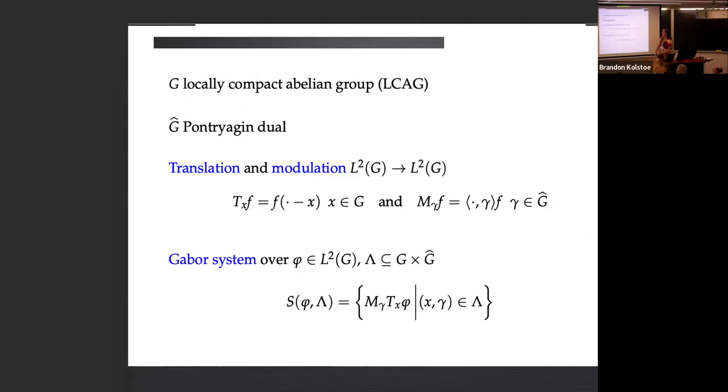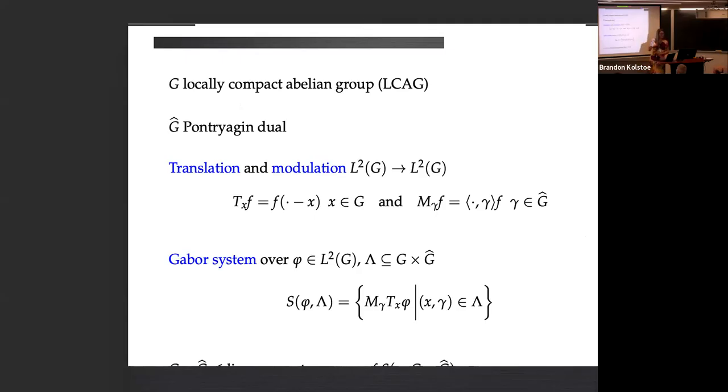So we can also say, what is a Gabor system? We fix a phi in L2 of G and some subset lambda of G cross G hat. And we define S of phi comma lambda as all of these modulation translations of phi, where the modulation translation set is determined by lambda.